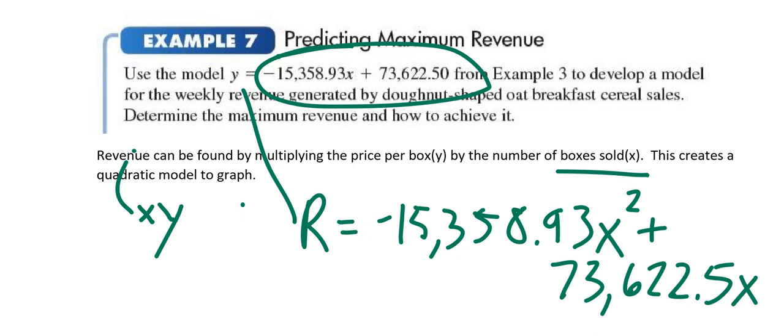You might need your graphing calculator. Because anytime you want to find revenue, you have to take a price and multiply by the number that are sold. Y, in the case of example 3, was the price, and X was the boxes sold. So you're basically multiplying X and Y together to get that revenue. So you will need to graph this.